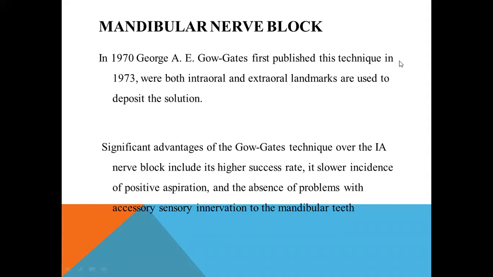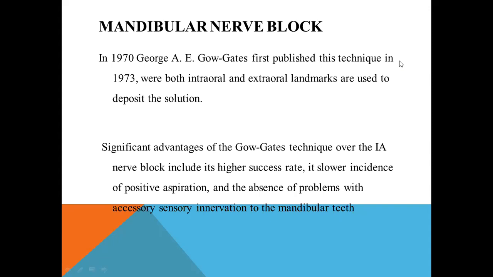The continuation of the previous class. So we'll see about the mandibular nerve block. In 1977, George Gow-Gates first published this technique. This is called the open mouth technique. The Vazirani-Akinosi is another technique, which is called the closed mouth technique, whereas Gow-Gates is an open mouth technique.